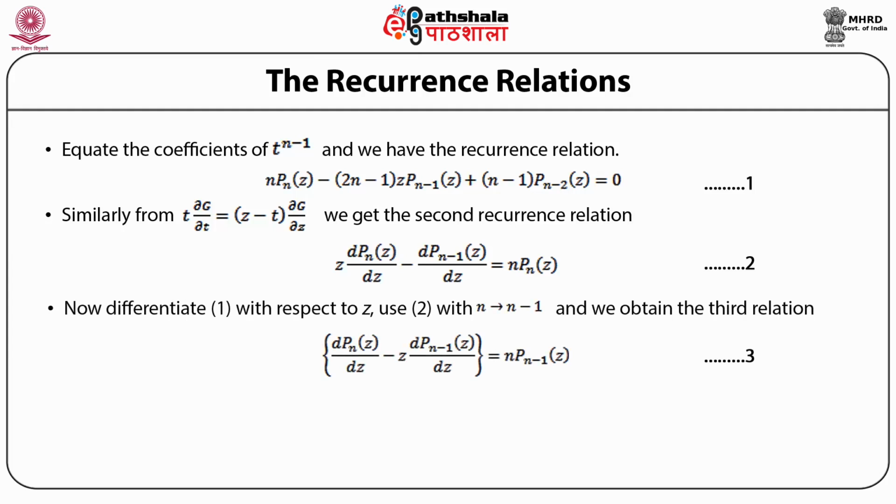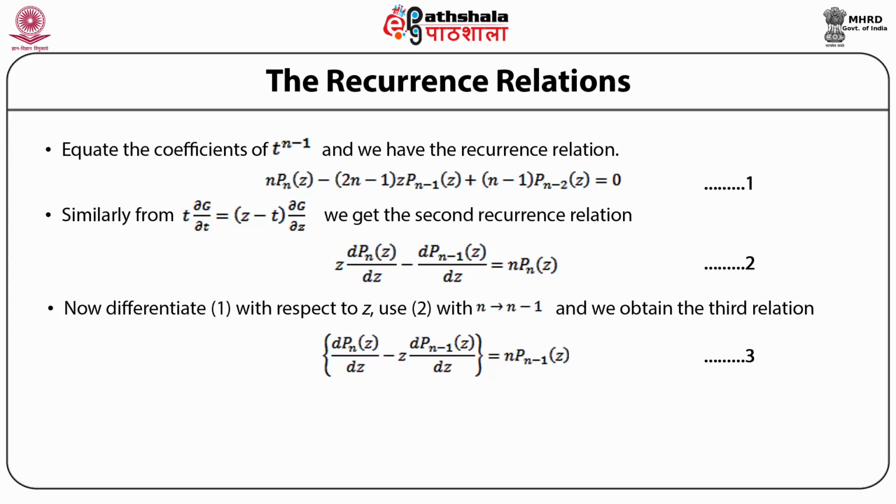If we now differentiate equation 1 with respect to z, then use 2 with n tending to n minus 1, we obtain the third recurrence relation: within the brackets, dPn(z)/dz minus z times dPn−1(z)/dz, brackets closed, is equal to n Pn−1(z). Let us call it equation 3.